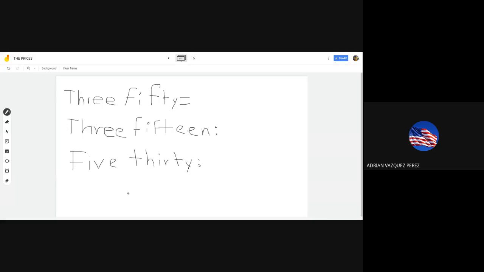Okay, so the first one, it says 350. So I'm going to write first of all the price sign, correct? Then the first number, this one. Which number is that? 3. Then what's next? Don't forget the point, and then this number. What could be this number? 50. Correct. In Spanish, 50, ¿verdad?